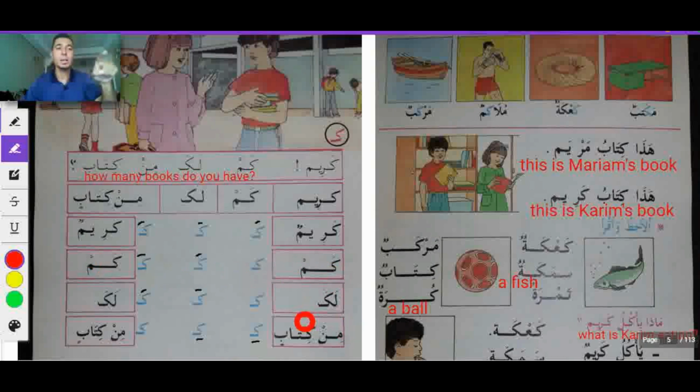Laka. So here we are pointing out that I'm talking to a singular male person. I say kam laka min kitab. Kitab is a book, one book. Kitabun. So we have the sound k, but with a kasra. Kasra means it will become ki. The kasra is put under the letter. So ki, kitabun.